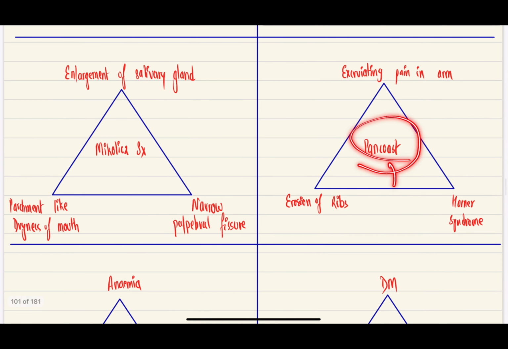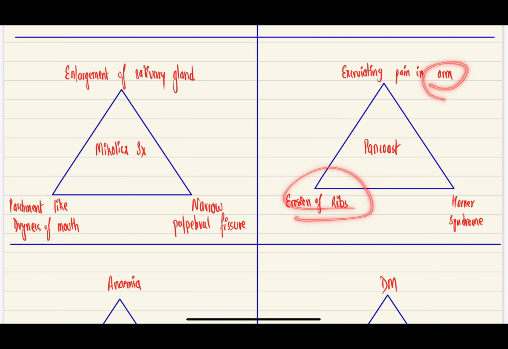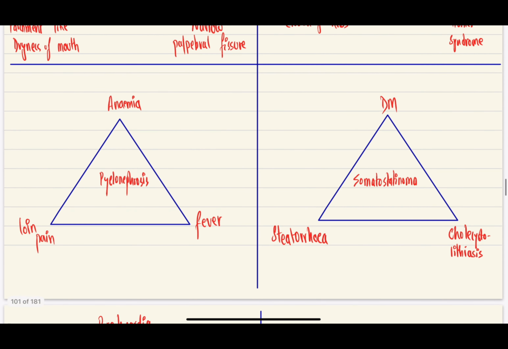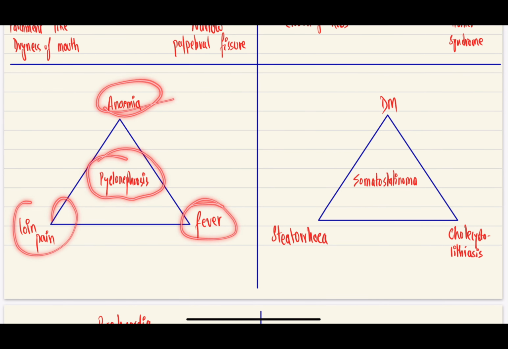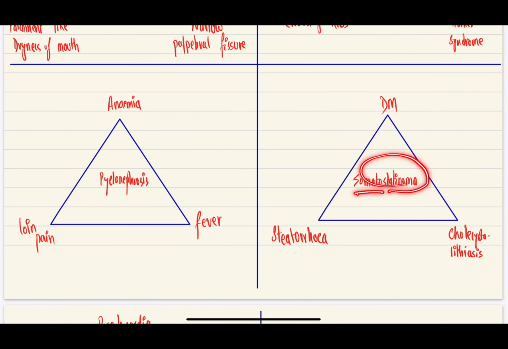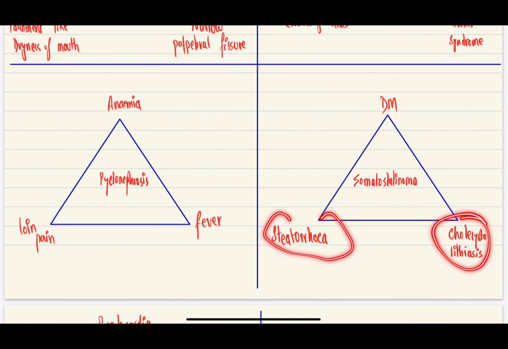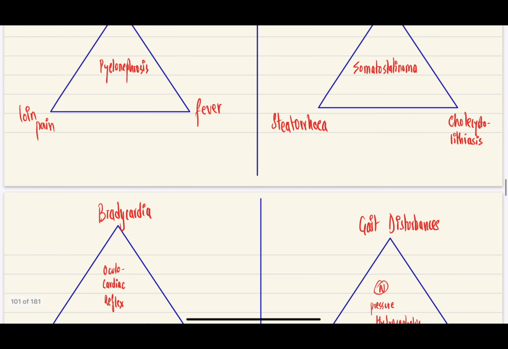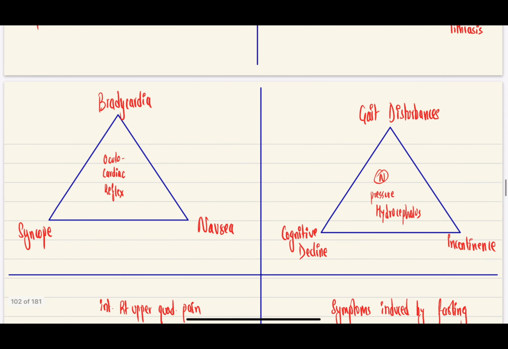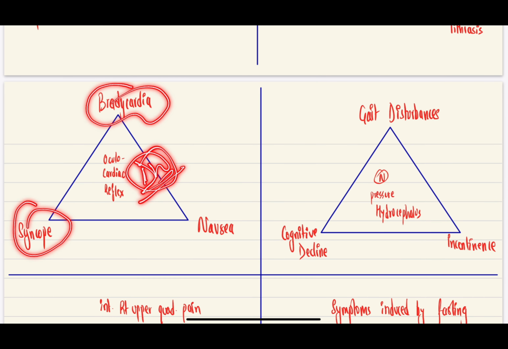We have Pancoast triad, which consists of excruciating pain in the arm, erosions of the ribs, and Horner syndrome. We have pyonephrosis, which consists of anemia, loin pain, and fever. We have somatostatinoma, which consists of diabetes mellitus, steatorrhea, and cholecystolithiasis. We have the oculocardiac reflex, also known as Aschner's eye reflex, which consists of bradycardia, syncope, and nausea.